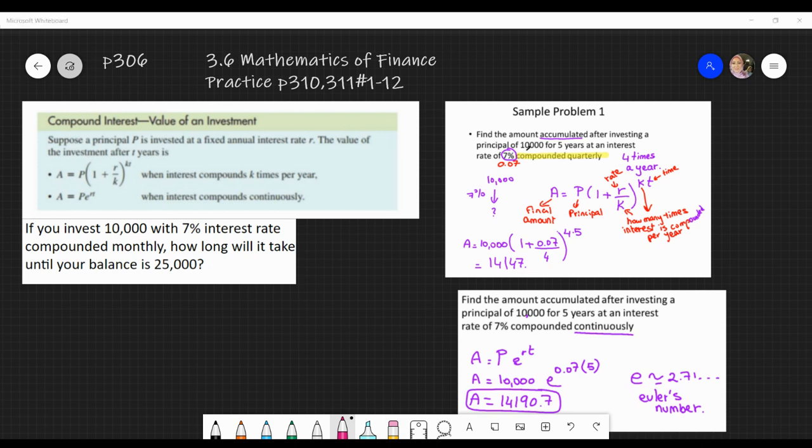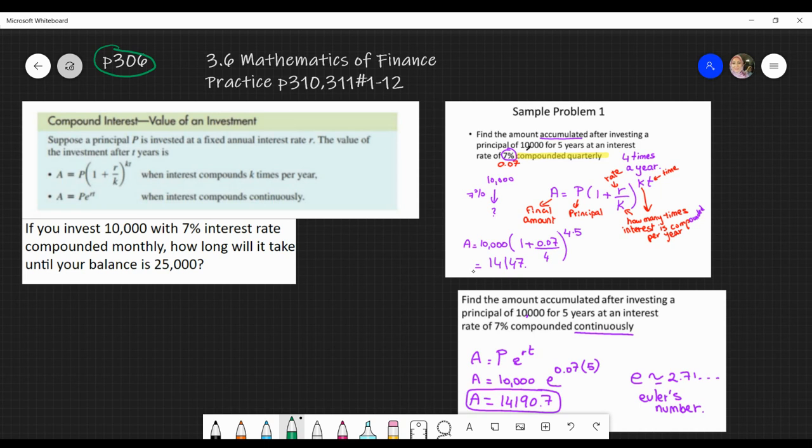Hi, in this video, we're gonna talk about the math of finance. And this section is section 3.6. We're gonna be working with two formulas. I have a screenshot of those two formulas. If you feel they're not clear, you can always refer to page 306. The bottom of the page has the two formulas for a better quality picture.